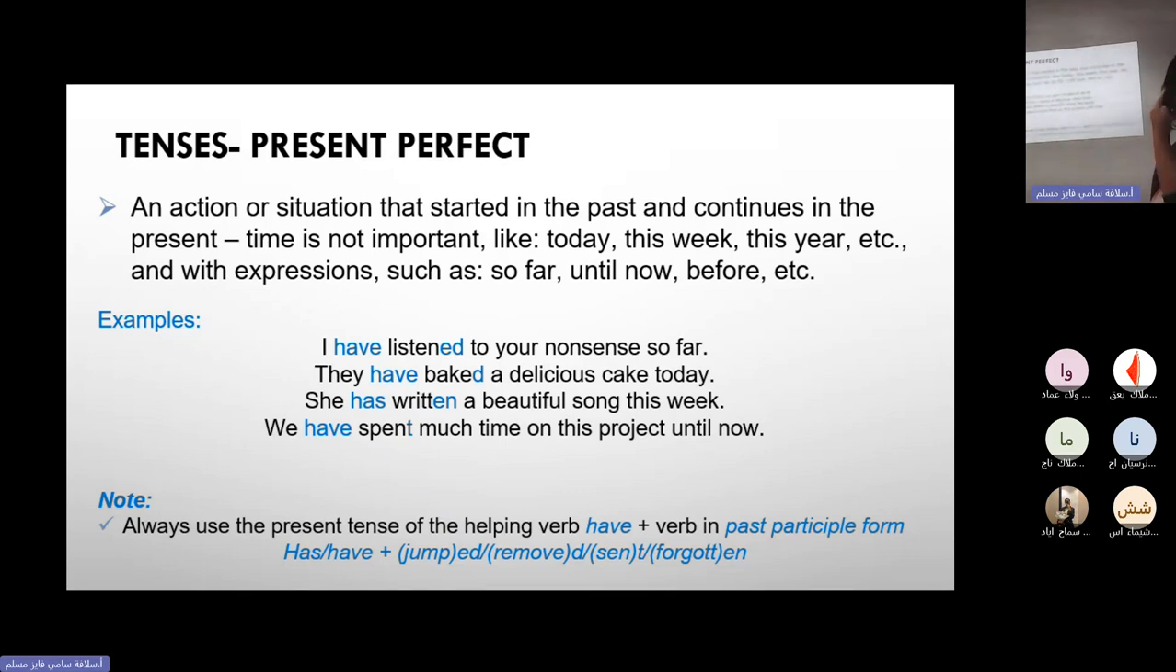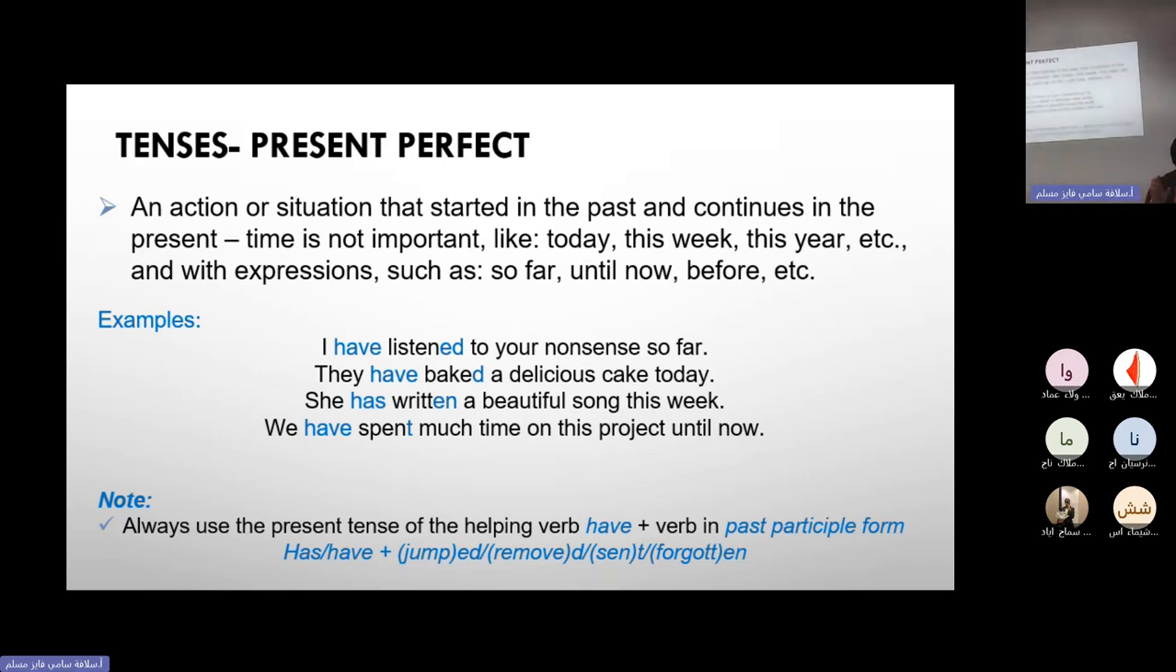سماح, can you read them? طيب شيماء. Yes, I have listened to your nonsense so far. They have baked a delicious cake today. She has written a beautiful song this week. Today, this week. اللي بعدها. We have spent much time on this project until now. Until now. هدول كلهم علامات تام present perfect.